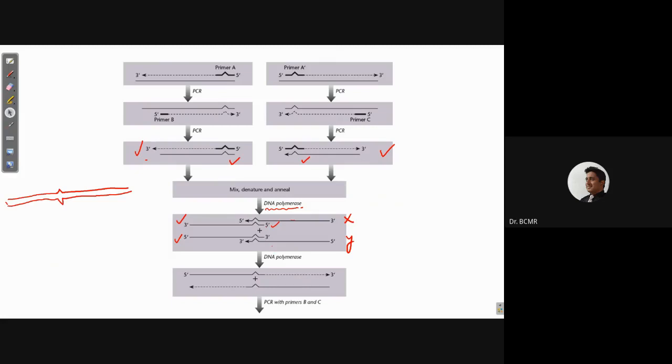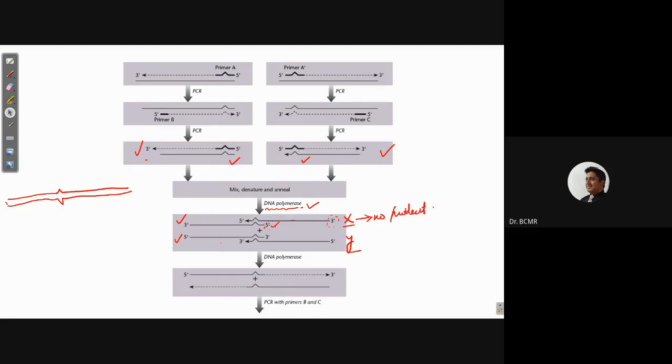So for that, when we mix and re-anneal, what will happen is you have two different products, X and Y. DNA polymerase does nothing to this. This is a 5 prime end. And it cannot do anything here because there is no template here. Remember, the majority of the polymerases that are involved in replication are template dependent DNA polymerases. So the fragment or the combination X will not give rise to any product.